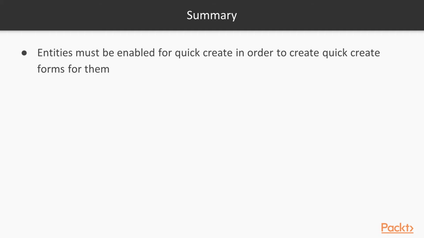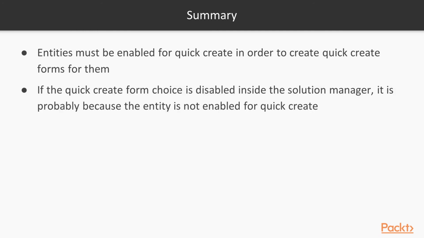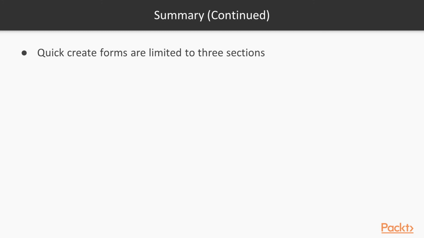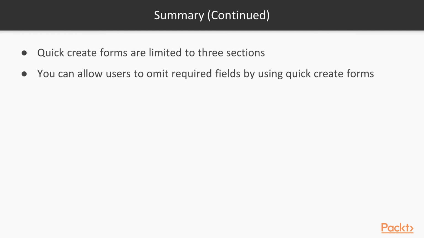Let's recap the video. Entities must be enabled for Quick Create in order to create Quick Create forms for them. If the Quick Create form choice is disabled inside the Solution Manager, it is probably because the entity is not enabled for Quick Create. Quick Create forms are constrained vertically in the form editor and will appear different than a standard form. Quick Create forms are limited to 3 sections. You can allow users to omit required fields by using Quick Create forms.